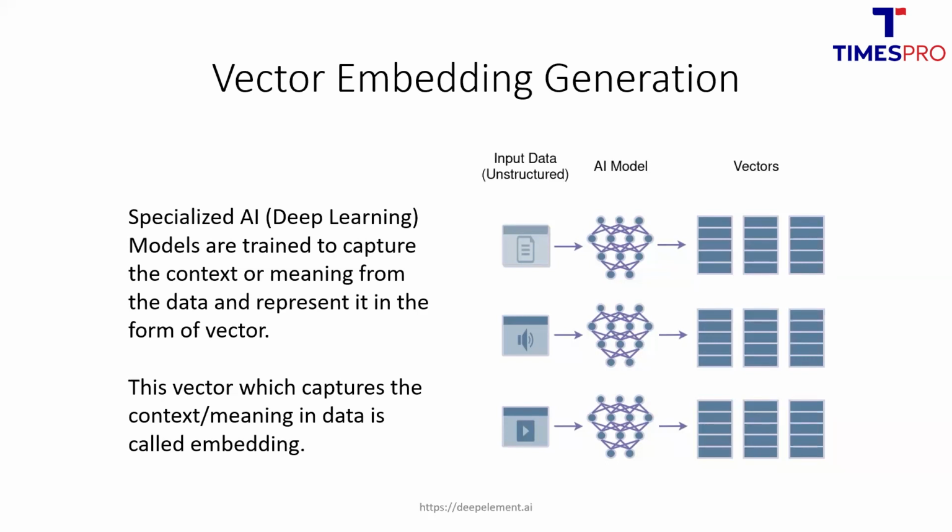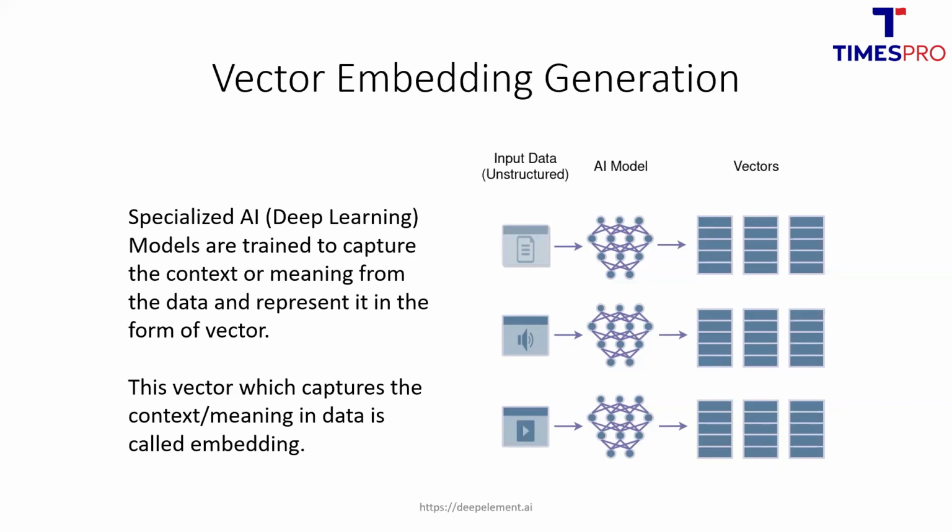Okay. Here, the significance of this AI model is that it has to capture the context or meaning that's present in the raw data. If it is unable to capture the context or meaning that is there in the raw data, then the vector it produces is going to be basically useless. Okay. So the significance of these deep learning models is that they are capable of capturing the contextual meaning in the data.